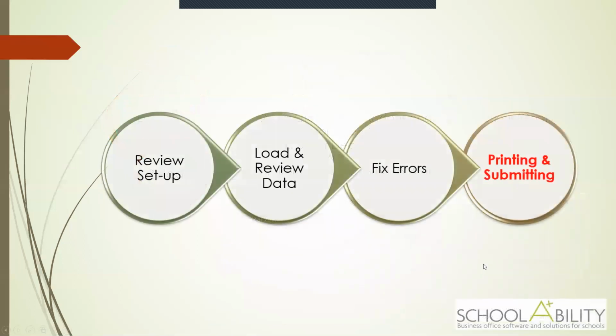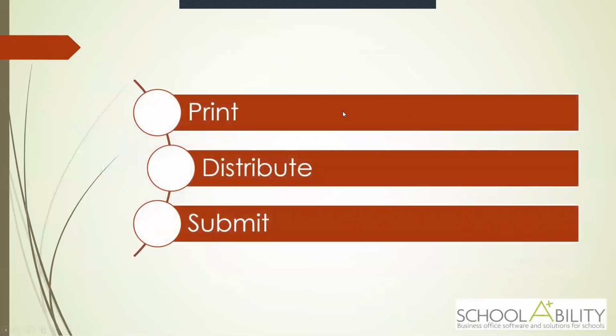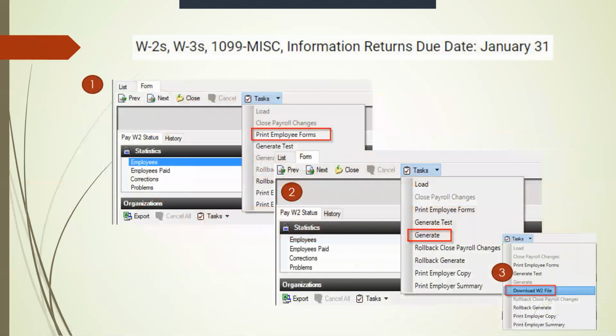Okay, so now we come to the point where we've processed all payrolls, we've reconciled, and we have no differences because we fixed all our errors. We're ready to print and submit. So we're printing, we're distributing to the employees, and then we're submitting to Social Security. To print, we're going to go to Tasks and Print Forms. Then we're going to generate. Then we're going to download the W-2 file. So let's look at what that looks like in the system.